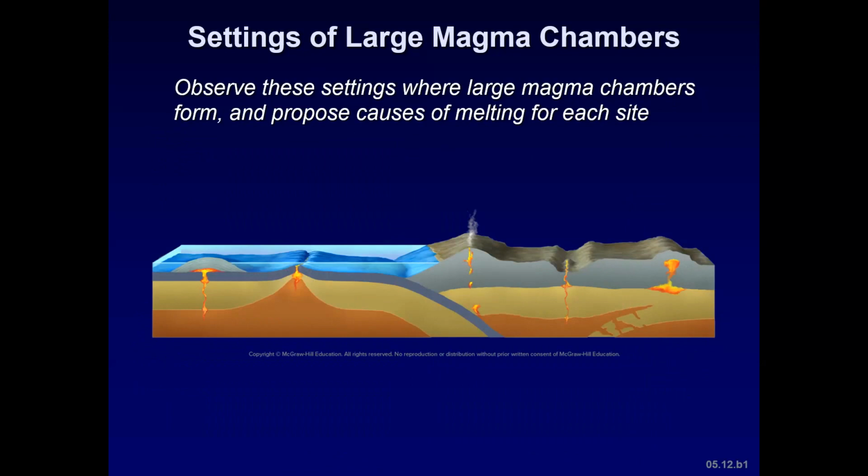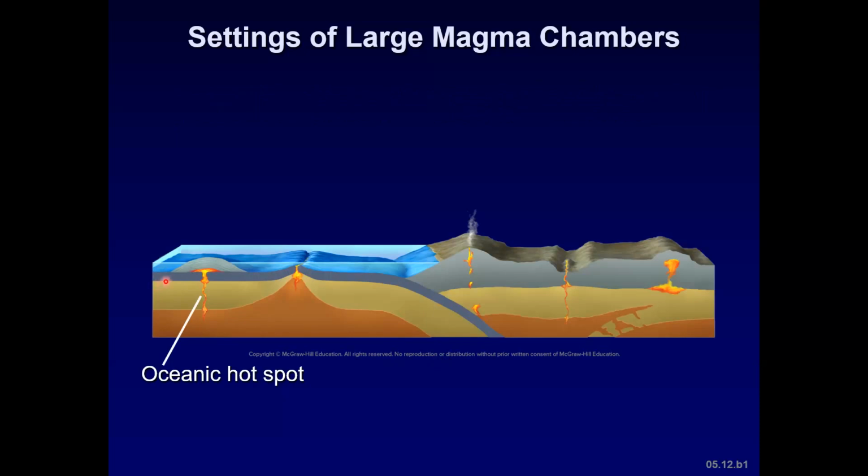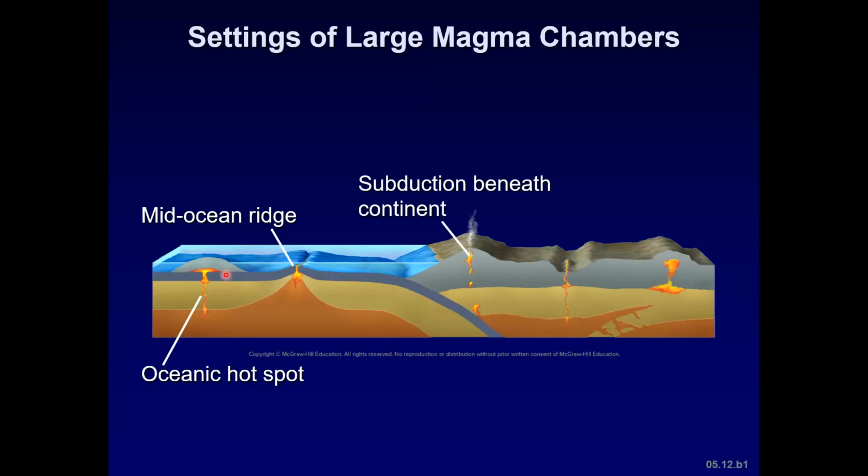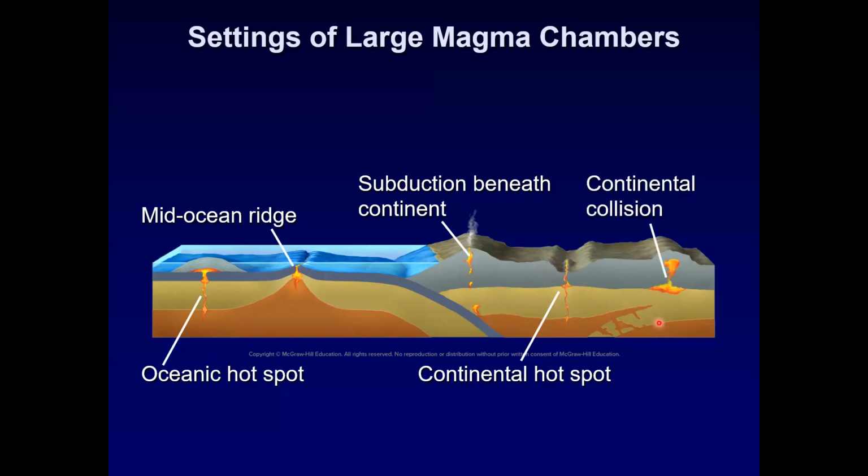Okay, so large magma chambers. These are some settings where large magma chambers can form. All right, we have an oceanic hotspot that can continue to melt through decompression melting. Same with the mid-ocean ridge, decompression melting. Subduction zones, you get magma there, aided by an increase in water and temperature. A continental hotspot is aided by decompression melting and further crustal melting by heating. Magma in a continental collision is mostly due to increase in temperature with that collision.